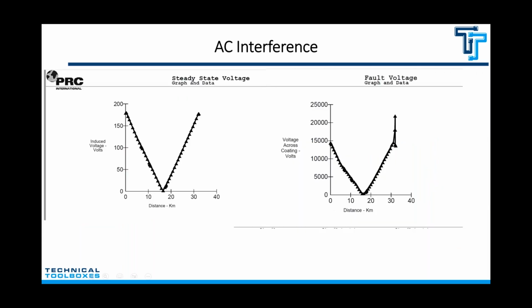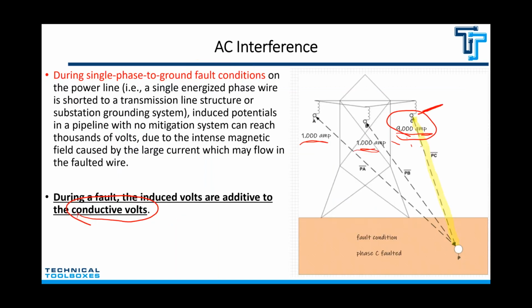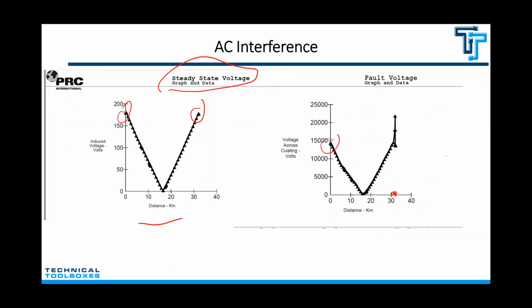This graph here is a good illustration. This is the one I showed you earlier. Now, this right here was a steady state graph. This is what I told you, right at 180 volts. Now, that was during steady state conditions, with the 1,000 amps. Now, during a fault, at this tower right here, the tower was faulted about the 31 kilometer mark. Now, look how much your induced went up. You went up from 180 volts to 15,000 volts because of that 9,000 amps going through that wire. It made that induced get so high.